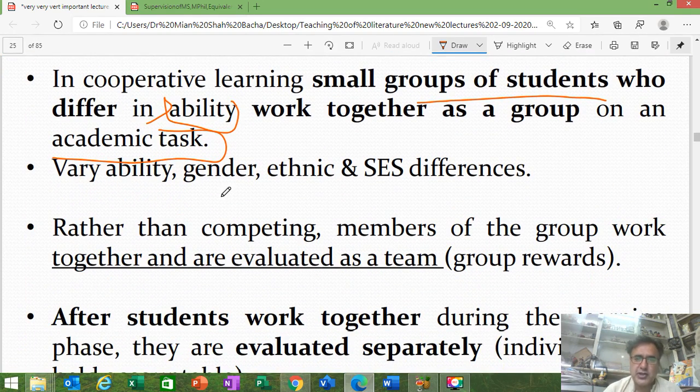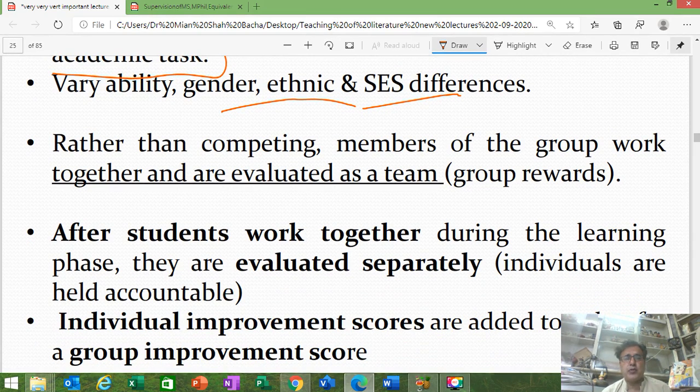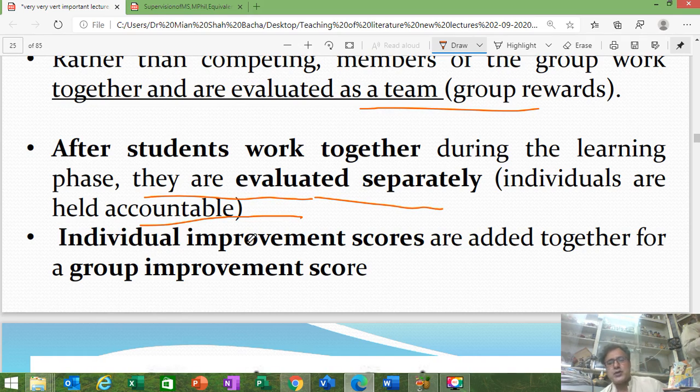Groups vary in ability, gender, ethnicity, and some other differences. Members of the group work together and are evaluated as a team. I mean, group rewards. So everybody has a role to play in the group. After students work together during the learning phase, they are evaluated separately. Individuals are held accountable. Individual improvement scores are added to go toward an improvement. All right.